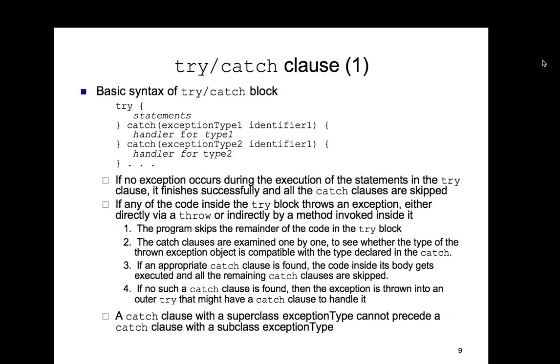If no exception occurs during the statements in the try clause, it finishes and all the catch clauses are skipped, the same way as in C or C++. Exceptions arise inside the try block either via the throw, because you can still use throw with this, or indirectly through a method invoked inside of it. So you can skip the remaining.